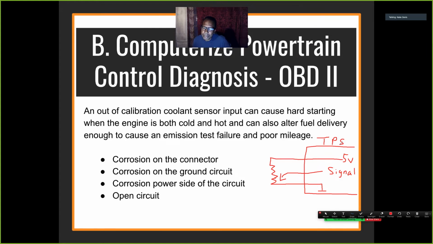All right, here's a TPS signal. Again, I said earlier, usually the PCM, well, not usually, it is, doing a voltage drop on the signal wire, which is this wire right here. It's doing a voltage drop on that wire. I have my 5 volts reference voltage feeding the sensor. As the voltage travels through this resistor, it's going to ground. As it travels to ground, my voltage is going to change.